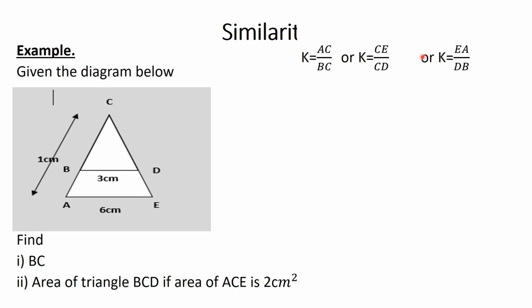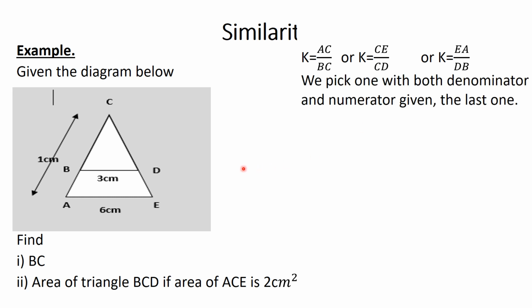So just pick two sides that have numbers given. In this case, it's EA and DB, where they have given us 3 and 6. So we're going to use that to get our K. So we pick one with both denominator and numerator given, so the last one in this case. So K is equal to 6 over 3, which is 2. So the 6 is the EA and the 3 is the DB. So 6 divided by 3 is 2. So that's our K.